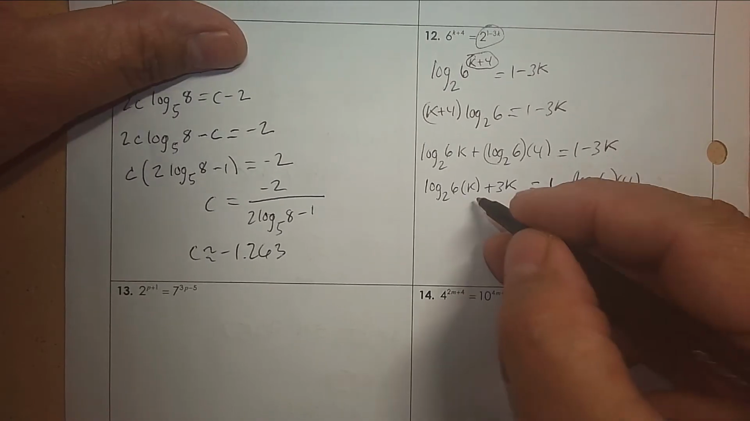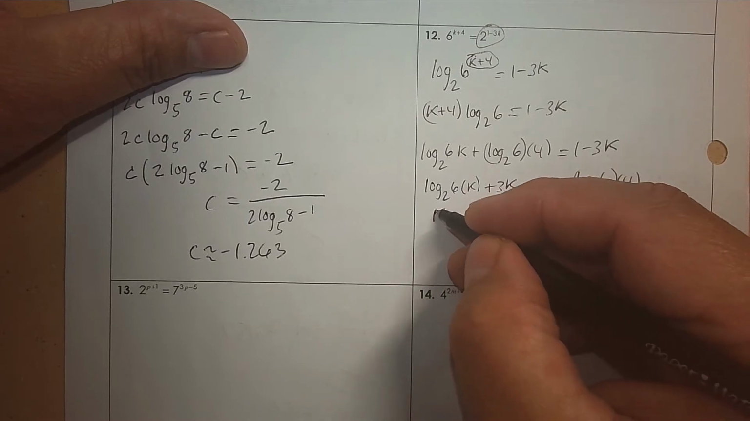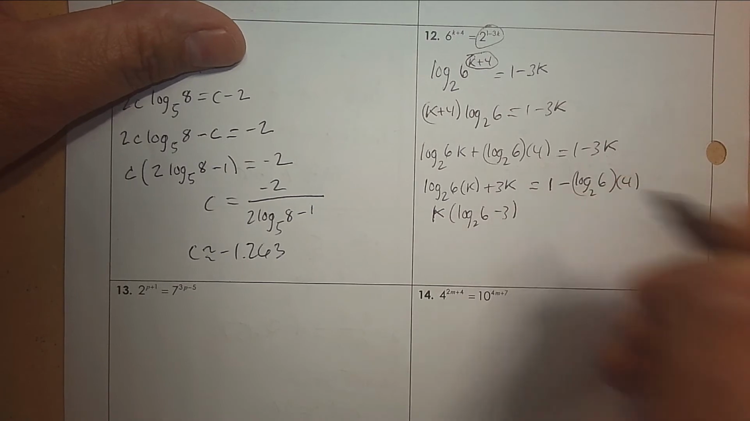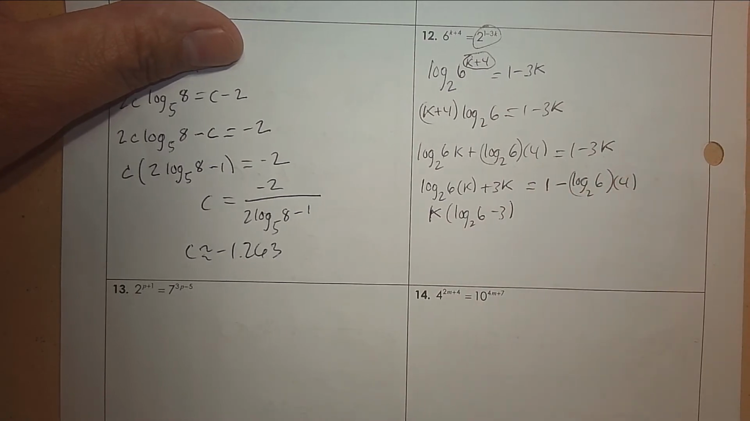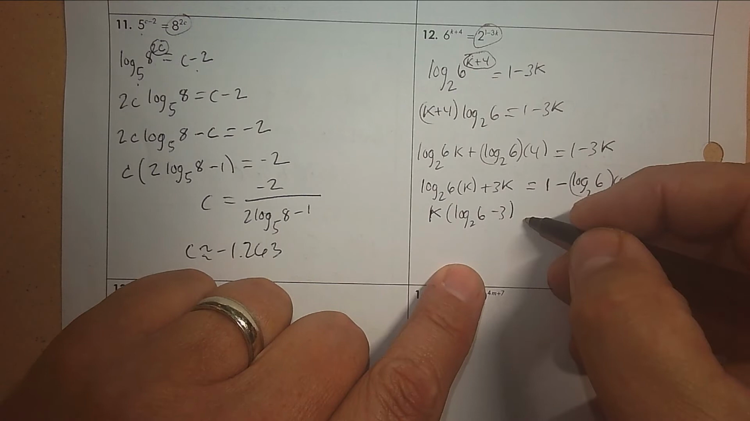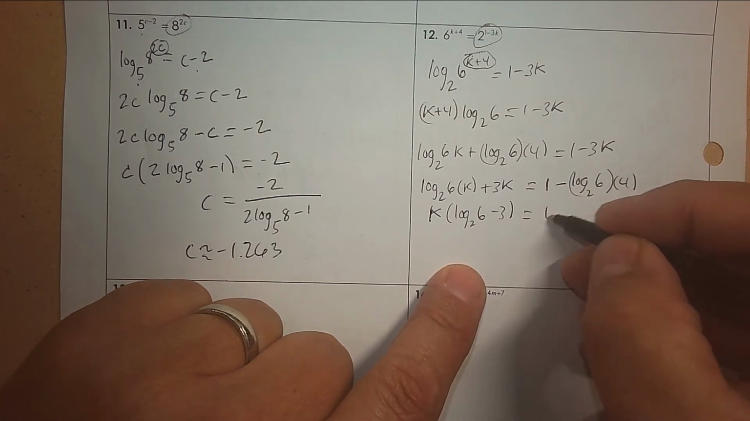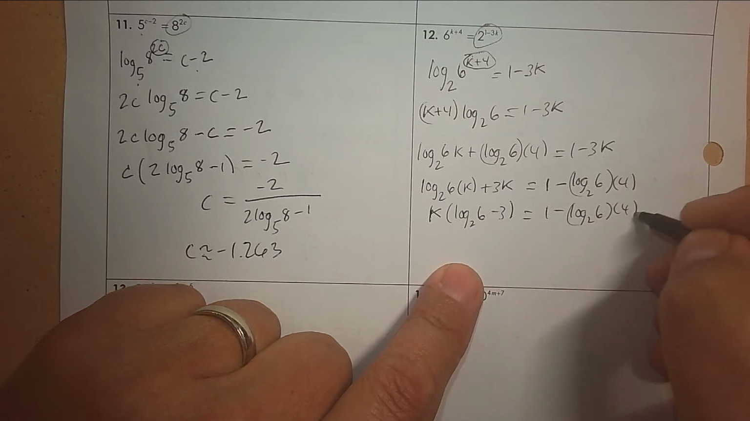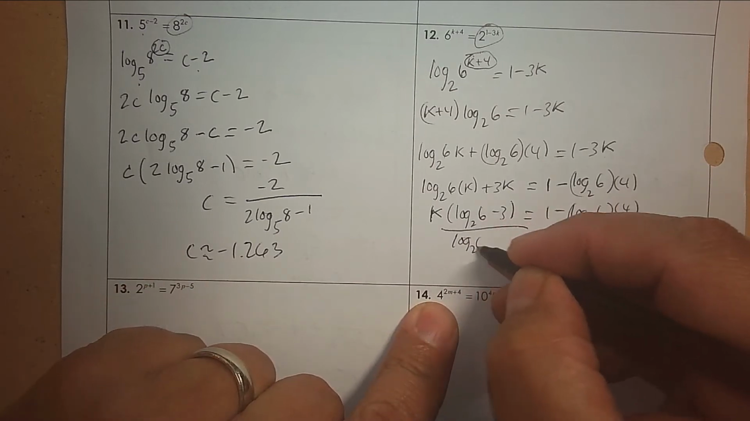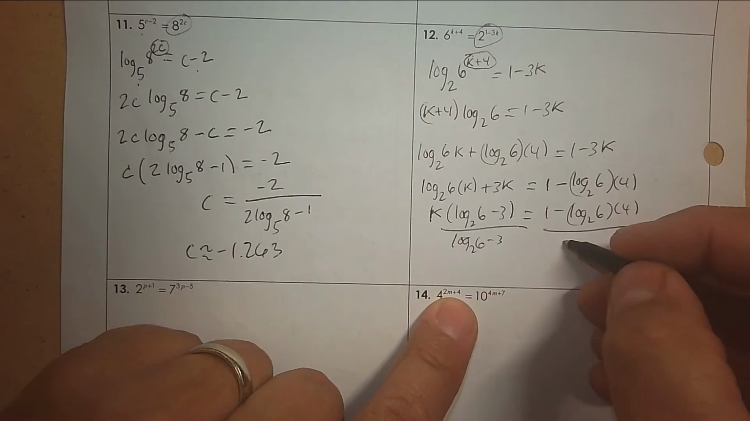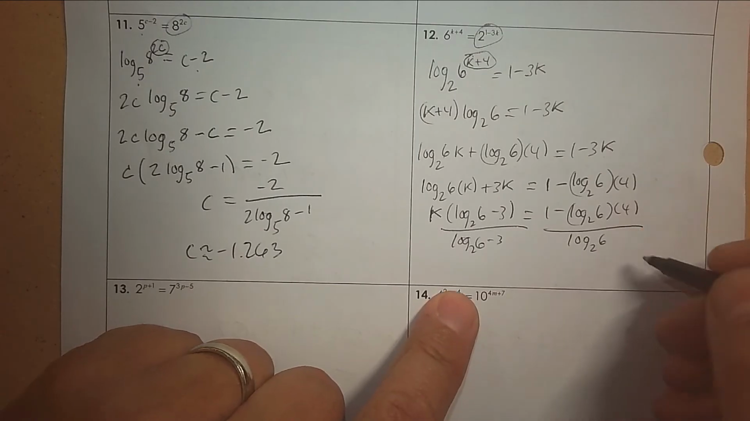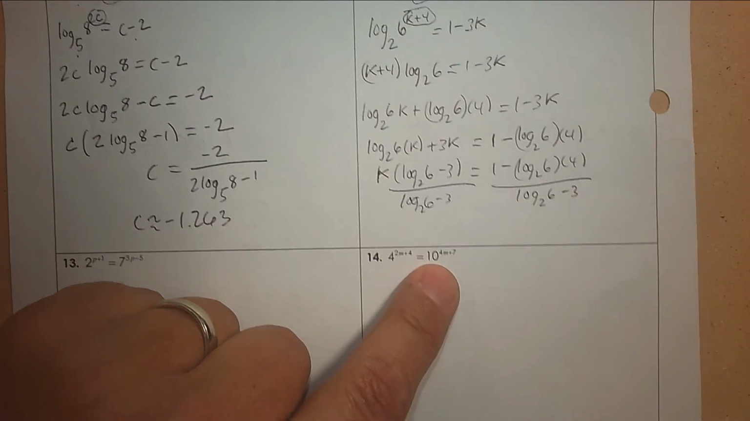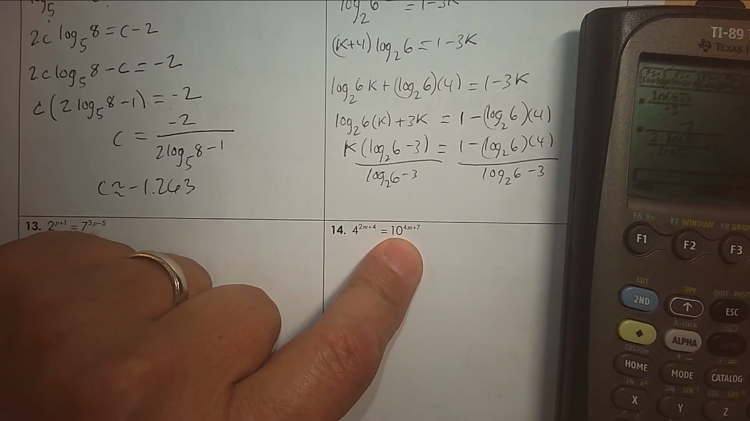The next step is we're going to factor out the k. And then the last step is we're going to divide. And now it's ready to use our calculator. And wherever we see log 6 base 2, we're just going to use the change of base formula when we type it in. Alright, so here we go.